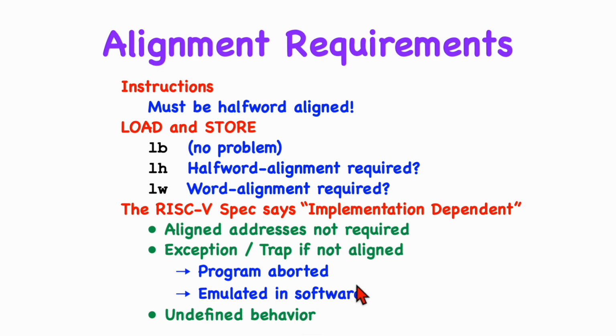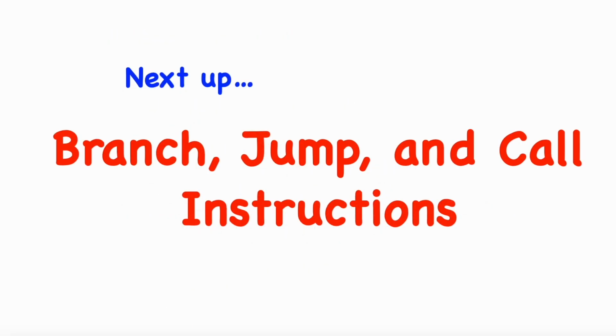And because you probably don't really know what the hardware is doing, my recommendation to you is that you avoid unaligned addresses altogether. And you can do this by locating all of your variables on properly aligned address boundaries. For example, if you have a word size variable, make sure that you locate it on an address that's evenly divisible by 4. Okay, I've now covered the ALU instructions and the load and store instructions.